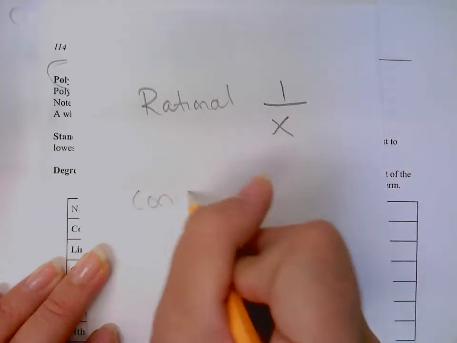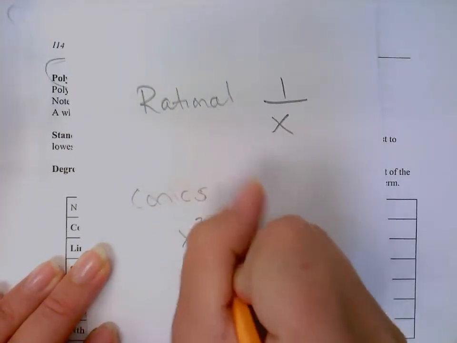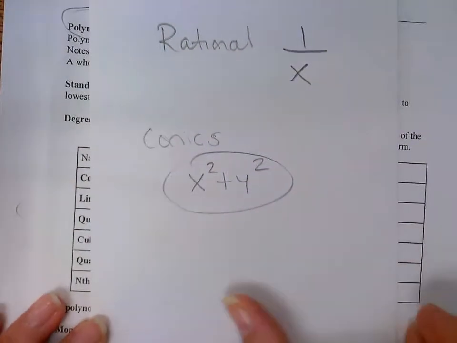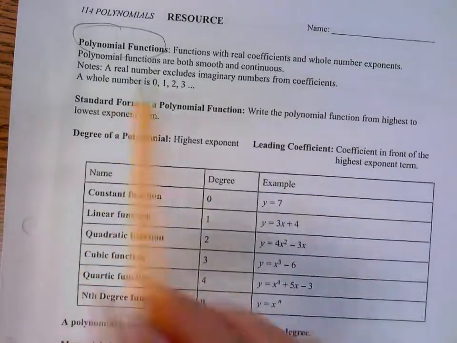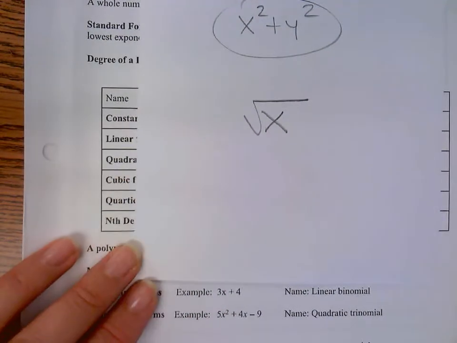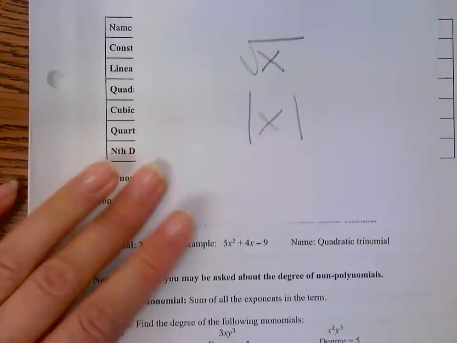Or knowing that something that's a conic, you guys aren't going to spend much time on conics, but knowing that x squared plus y squared is not a polynomial function. So what is a polynomial function? Oh, another one. This is not a polynomial function: square root of x, absolute value of x. Those are not polynomial functions.